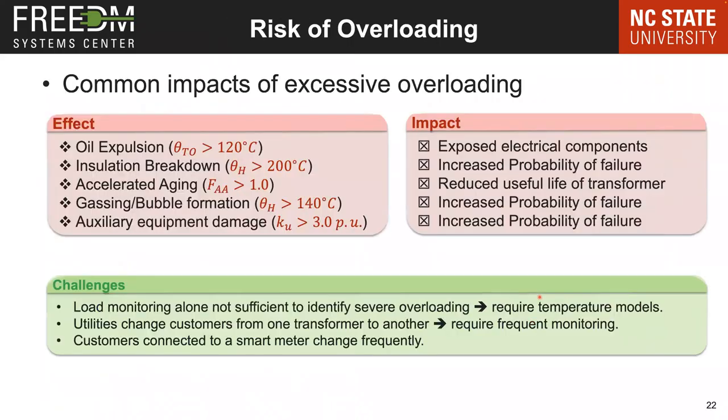So, apart from aging, there are other risks of overloading. For instance, if theta TO reaches above 120 degrees Celsius, you can have oil expulsion. This is top oil, so it's going to expand significantly, and it's going to expel out of your conservator. Once the oil cools down after the overload event, your oil is going to contract, which can lead to exposed electrical components, which can cause increased probability of failure. When theta H rises above 200 degrees Celsius, this is quite an extreme overload.